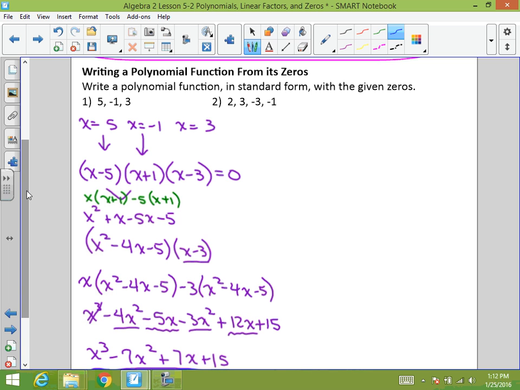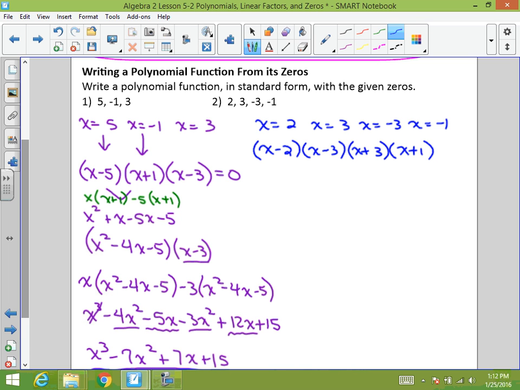Okay, we have x equals 2, x equals 3, x equals negative 3, x equals negative 1. So we have x minus 2 times x minus 3 times x plus 3 times x plus 1. Personally, I'm going to multiply these two together, and then I'm going to multiply these two together, because I know x plus 3 times x minus 3 is x squared minus 9, because my middle terms cancel out. So I have x squared minus 9 for the first one.